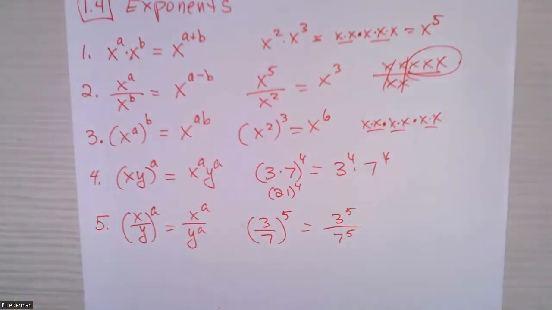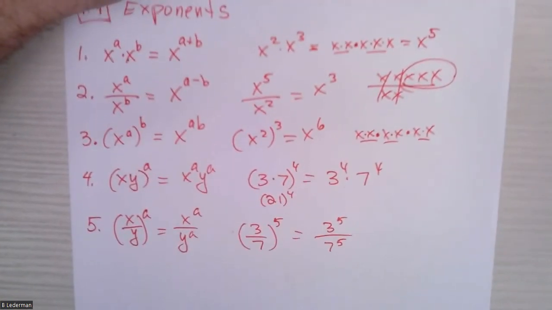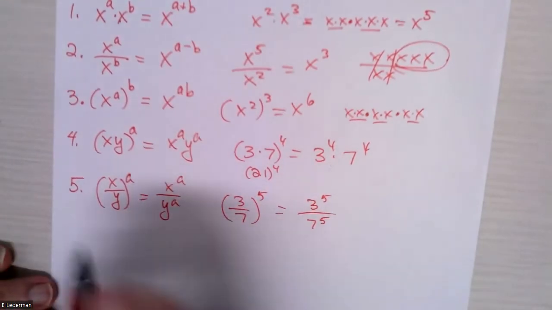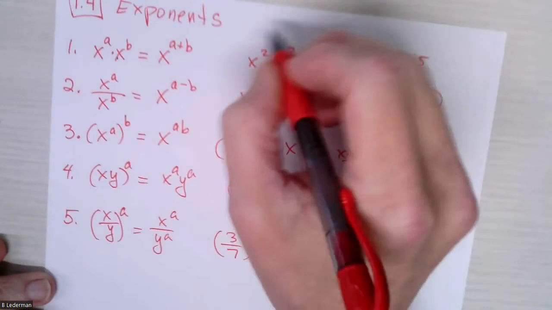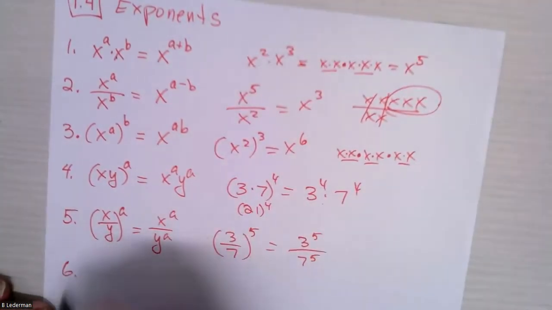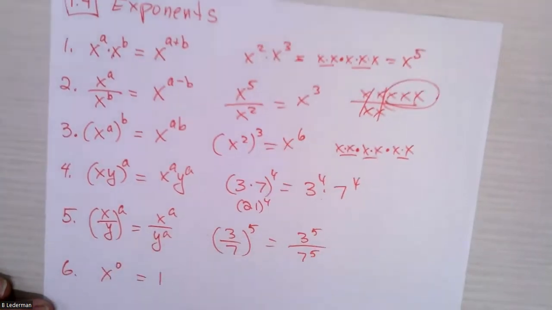Now, there are 3 more things I want to give you that I want you to know. They're not rules that you prove. They're really more like definitions. So I'm going to call them definitions. These are exponents. So number 6, if you have x to the 0 power, that just equals 1.